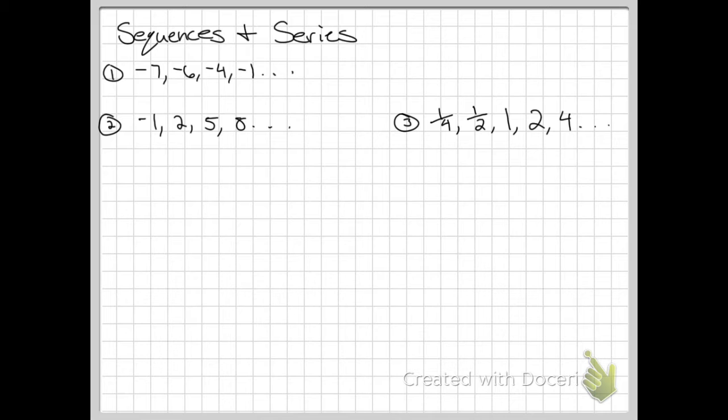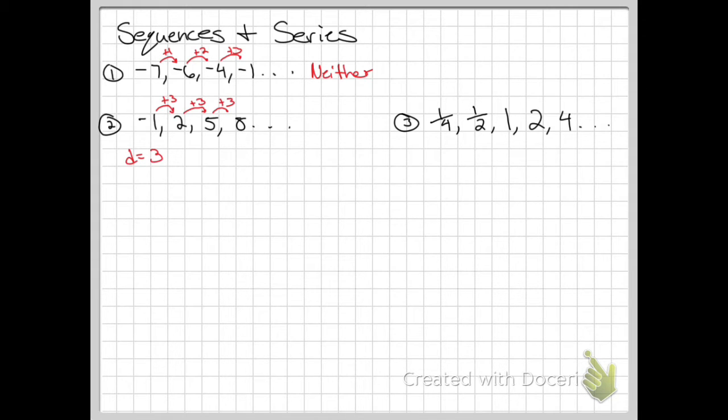So number one, the change here is +1, but then here it's +2, and then here it's +3. So it's not adding or multiplying by the same thing, so this is neither. Number two, add 3, add 3, add 3. So you are adding the same amount each time. So d is 3.